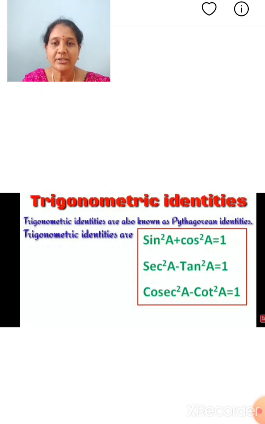Next, coming to the third one, cosec square A minus cot square A is equal to 1. Cosecant square A minus cot square A is equal to 1.